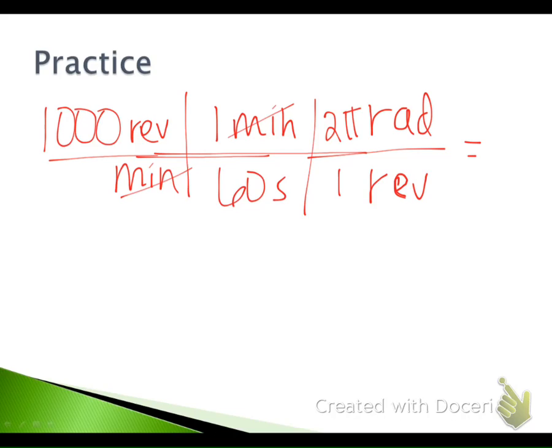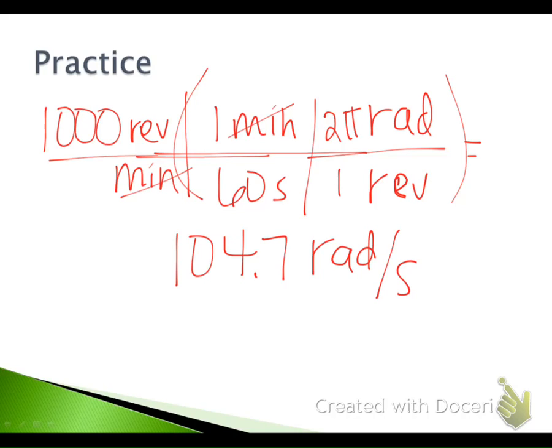What'd you get? 33.3 pi. Do you want it? 4.7. Try it again. I got about 104 point something. 104 point. Okay. So this is in radians per second.